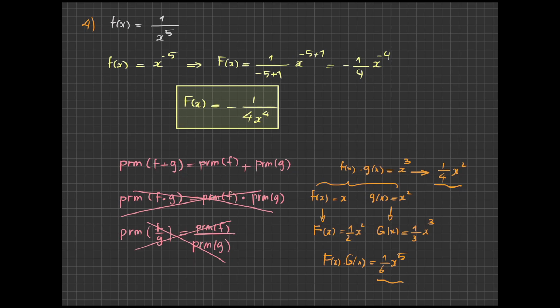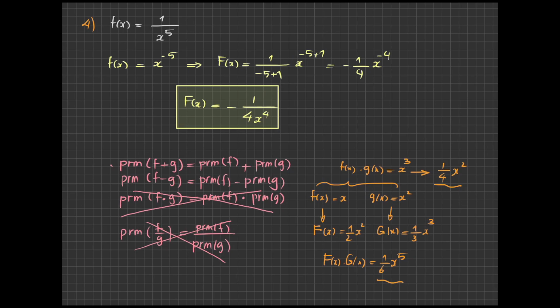Is there some kind of formula similar to this, which is true? Yes, there is another one. For example, the main operations we have are addition, subtraction, multiplication, and division. For multiplication and division, it didn't work. For addition, it works, but we have to prove why it works. But for subtraction, what do you think? It also works. So I would say that the primitive function for f minus g is also the primitive function of f minus the primitive function of g.